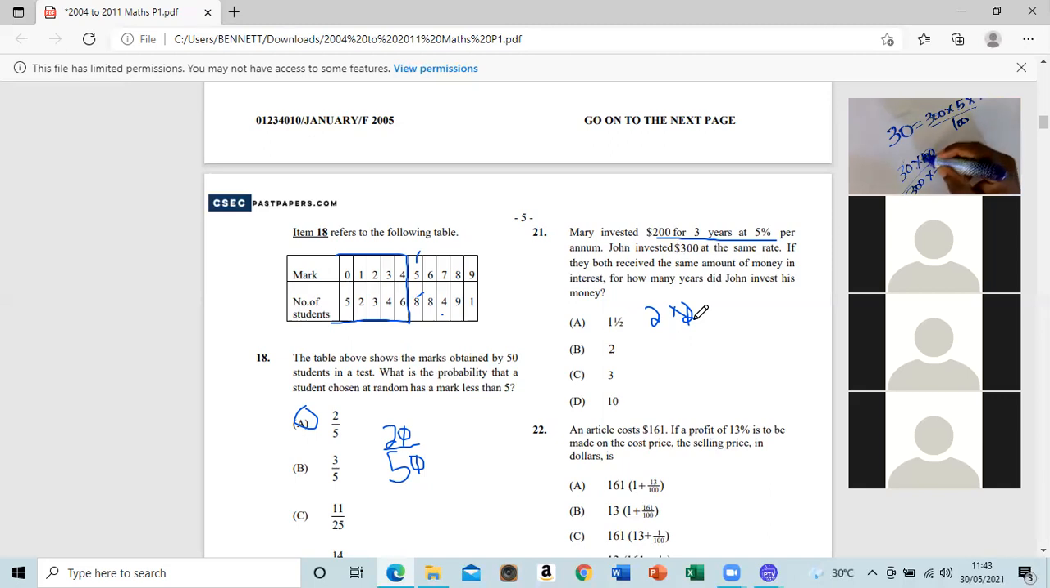All right. 100 into itself, 1. 100 into 3, that's a 3. 3 into 3, 1. 3 into 30, 10. 10 divided by 2 by 5 is 2. So it's 2 years.